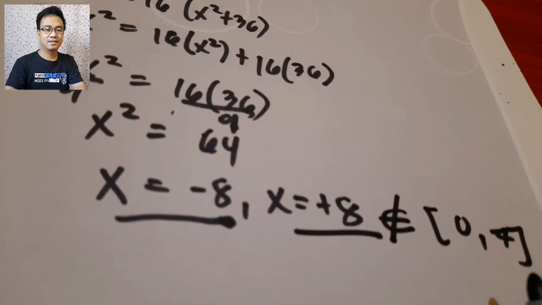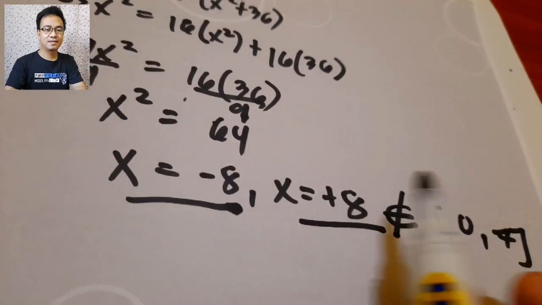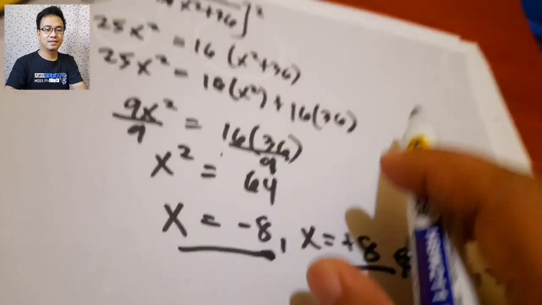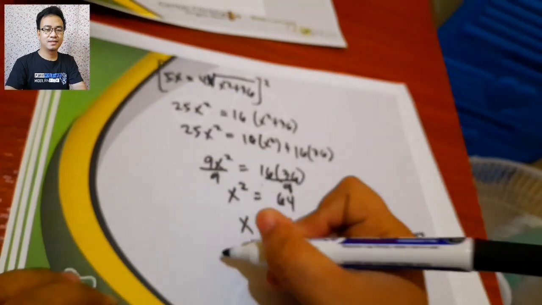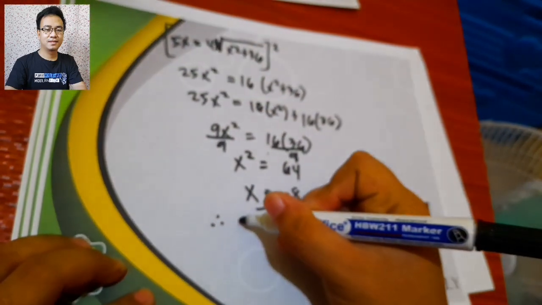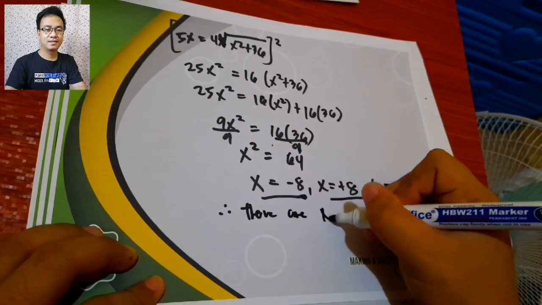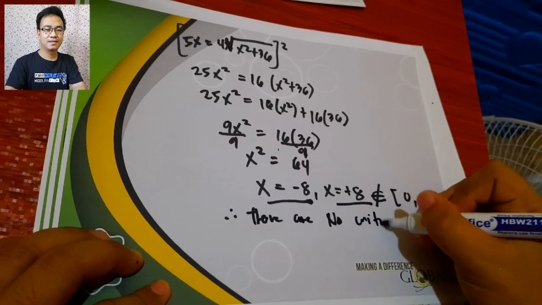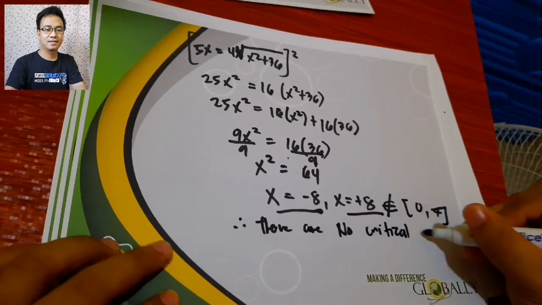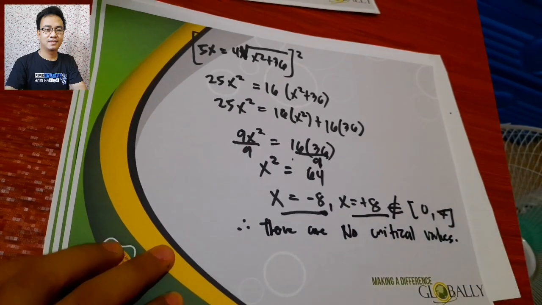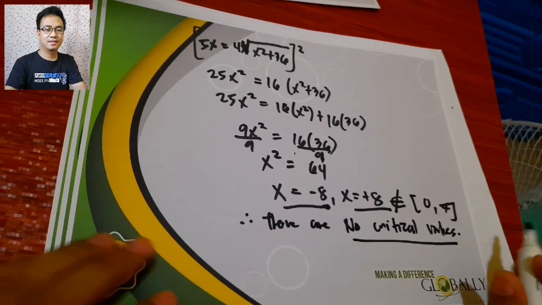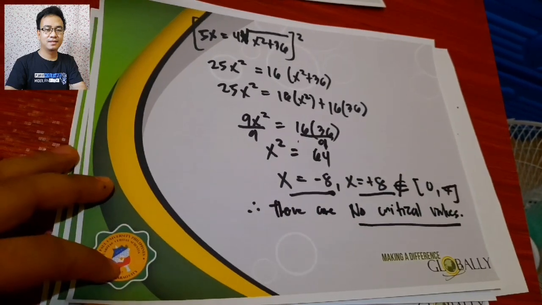So what we can now conclude is that there are no critical values. Therefore we can say that there are no critical values.